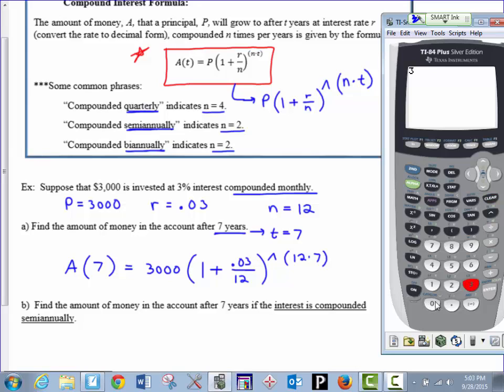So we have the 3,000, and then use a parenthesis, 1 plus 0.03 divided by 12. Close your parenthesis, and then do raised to the power. And I'm going to go ahead and use parentheses here to be safe. Parentheses, 12 times 7. Okay, and then press enter. And so we can see here that the amount would end up being $3,700, and then let's round to the nearest cent, so it'd be 0.06.